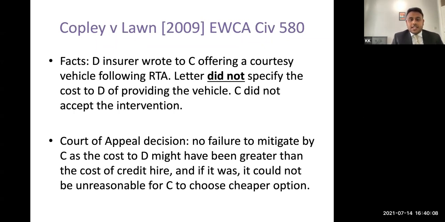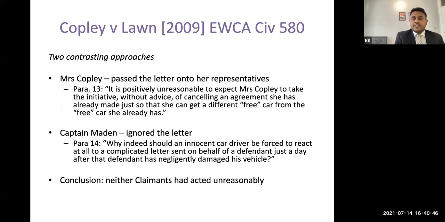Now, this, of course, went to the Court of Appeal, and the Court of Appeal, when reaching their decision, found that both claimants had acted reasonably and therefore allowed the appeal in both of their favour. The Court of Appeal said that there wasn't any failure to mitigate by the claimants, as the cost to the defendant insurers might have been greater than the cost of credit hire. And if it was, it couldn't be unreasonable for the claimant to choose the cheaper option. Now, that is effectively the decision in its broad terms.